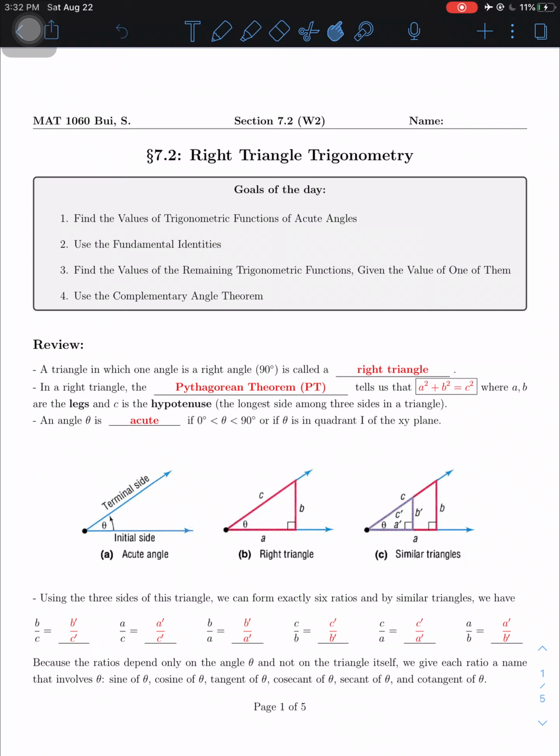Again, if you need to convert from degrees to radians or vice versa, you can use that equation and cross multiplication to convert into whatever unit system you want.